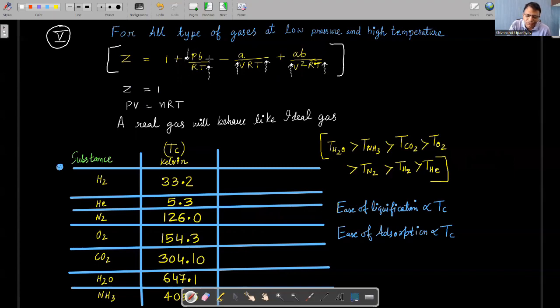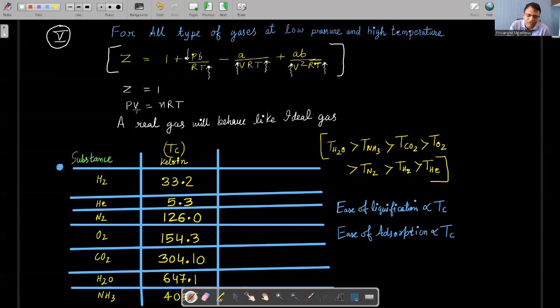If pressure is low in this thing, you can see that P is low and temperature is high, means this value is very small. So we can neglect this value with respect to 1. The second term, when pressure is low, volume is large. Volume is large, temperature is large, denominator is large, so this value will be small. So I can neglect this term also. And the third term, again V square, low pressure range, volume is large, so I can also neglect this. So if I neglect the second, third and fourth terms, Z is equal to 1.